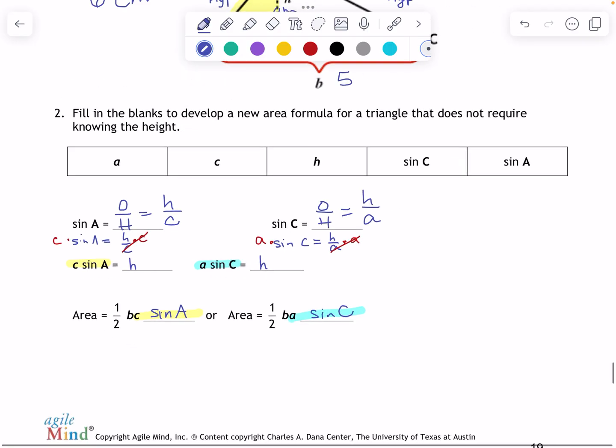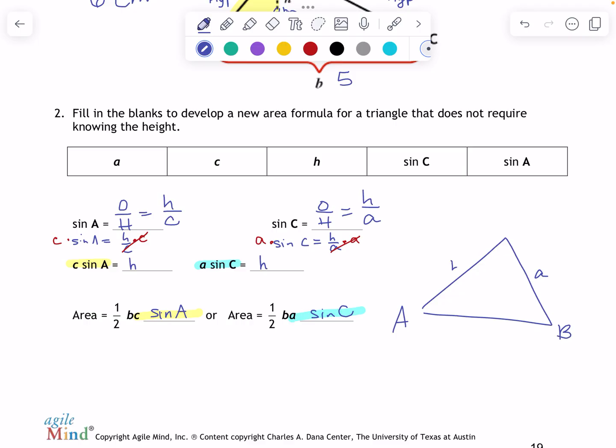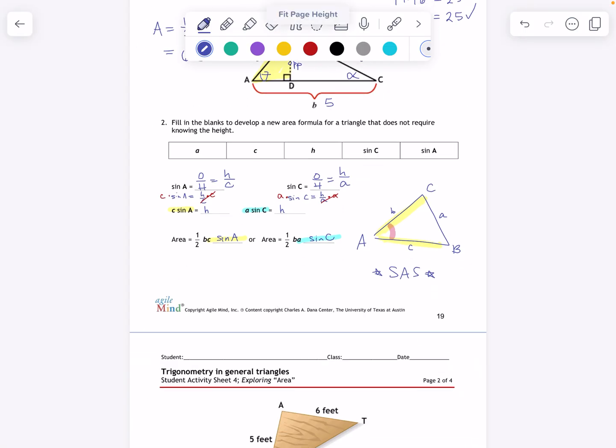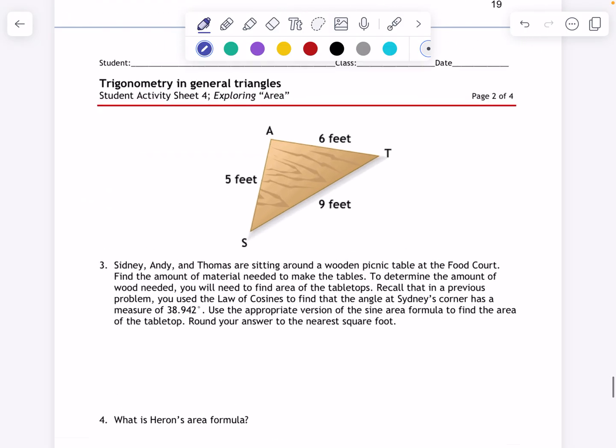So basically what we are dealing with here, if I want to find the area of a triangle using this law of sines formula, or the sines formula, I need to know b and c and that included angle A. So I'm looking for SAS in order to use this formula. I need to know the included angle and the 2 surrounding sides. All right, so if we take a look here, cruising on to number 3.